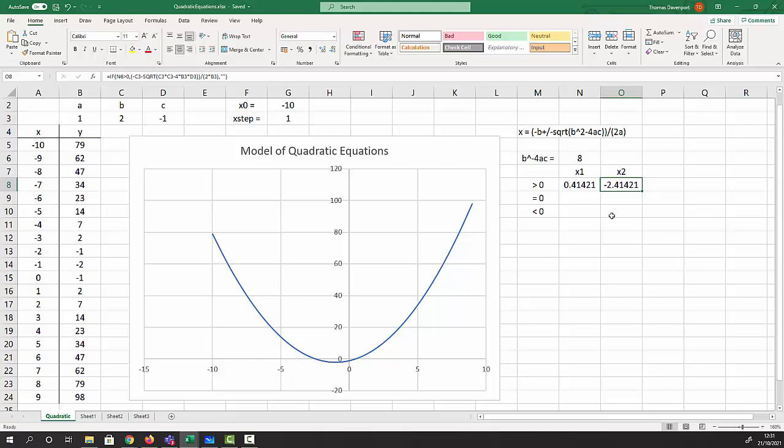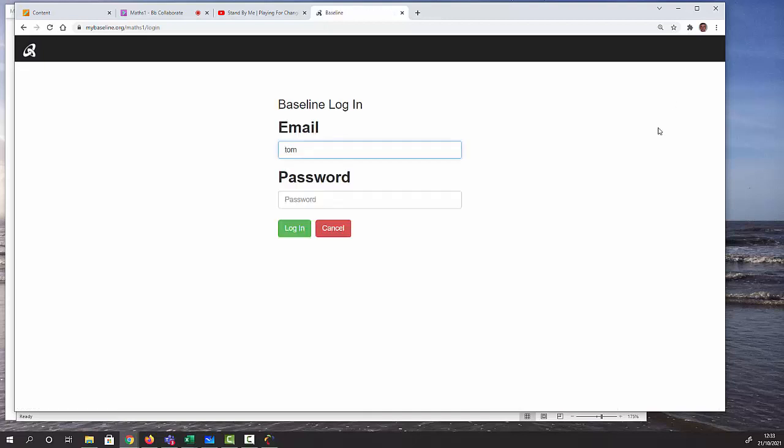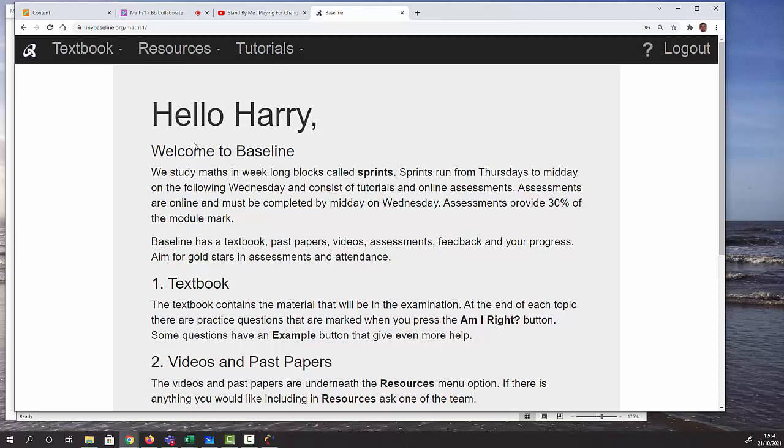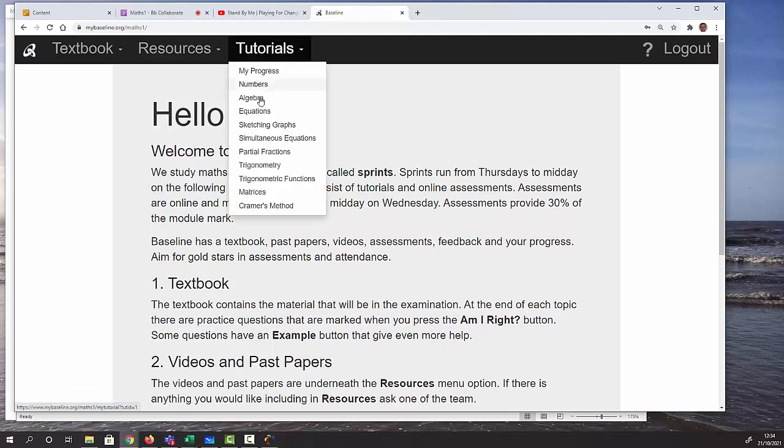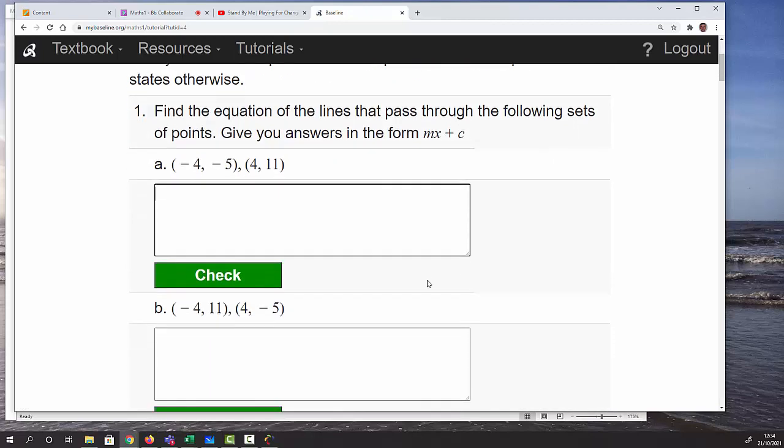So what I'd like to do next is just to answer a couple of questions on the tutorial so you can see what I'm looking for in terms of the answers. Right, so let's log in again. There we go. I'm going to be Harry for now, just to make things easy for me. So I'm going to do sketching graphs and find the equation of the lines that pass through these points.